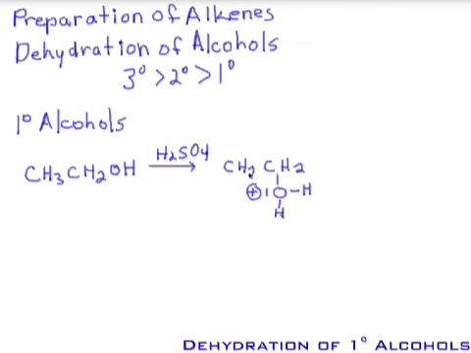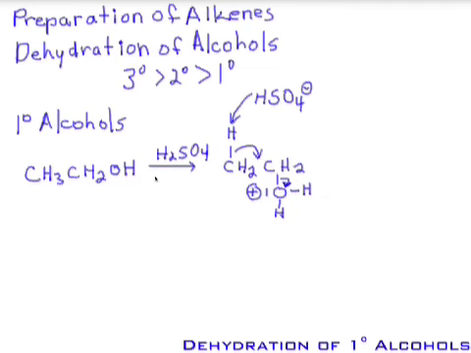So it goes E2. E2 requires anti-periplanar elimination. So this H rotates anti. Our base, because of the protonation, is now HSO4-, so I'll draw it up here. If there's some water around, we may get that. HSO4- comes in and grabs the proton. The electrons form the pi bond, and this leaves.